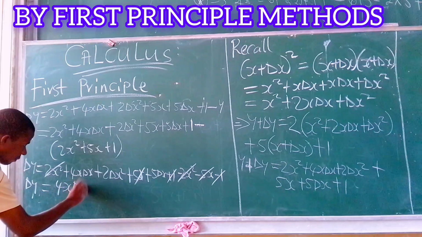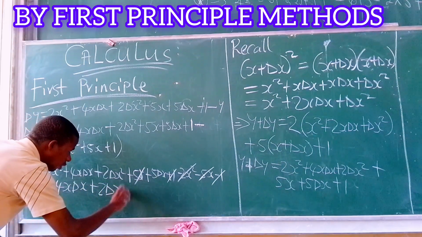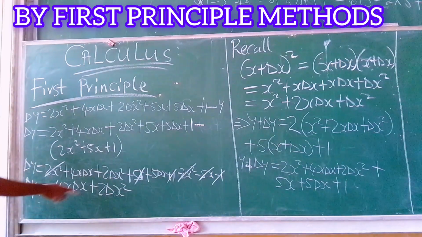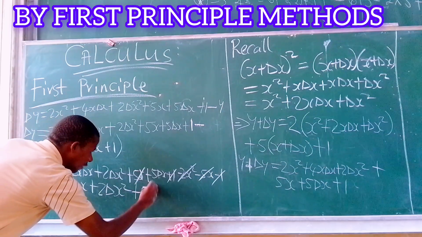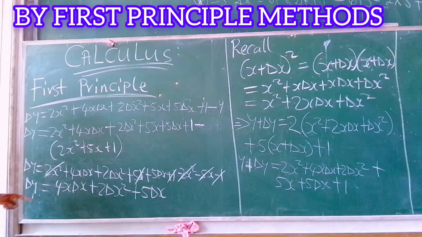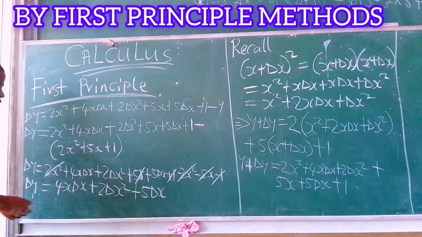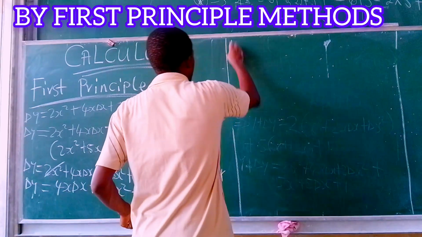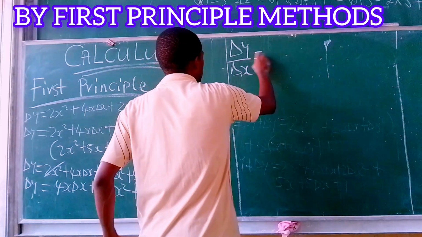4x dx plus 2 dx square plus 2 dx square. Now plus this guy, 5 dx. At this point, what we are going to do is divide both sides by dx, so it can be in the form of dy over dx. So let's divide both sides by dx. You know this is our capital dy over capital dx is equal to what?